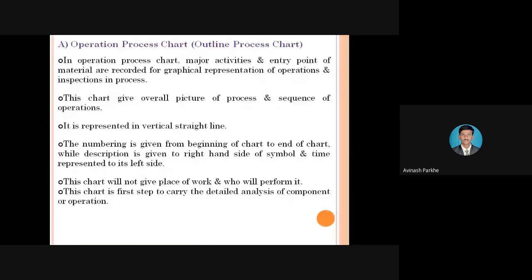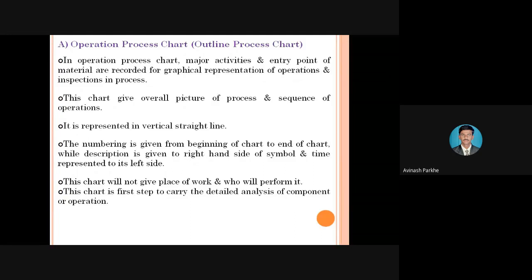We will start with the first recording technique, which is called a chart, and from that we'll start with the operation process chart. But before starting with the first type, we'll discuss the chart: what is the use of that chart, and which type of information you will get from it.